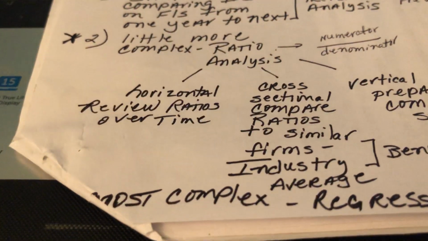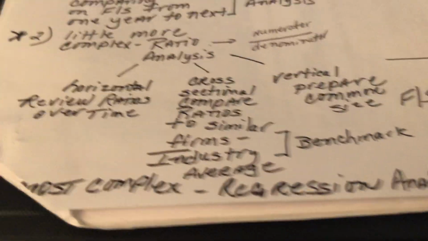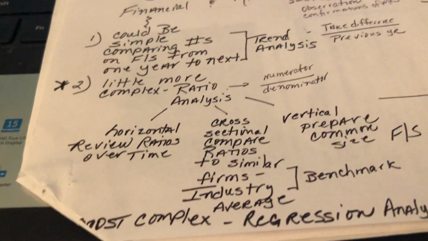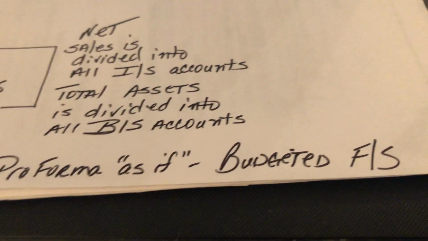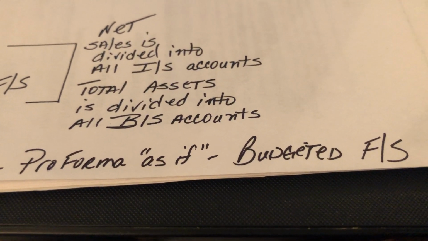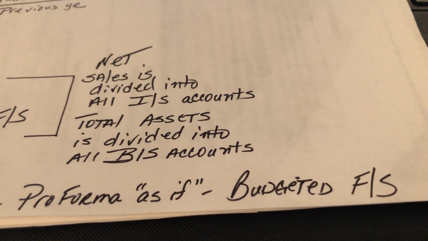Okay, the third thing that we don't do is regression analysis in here. You do that in statistics. That's the most complex form of analytical procedures. That's what you use in statistics, and it shows you what we call pro forma or as if financial statements. Those are budgeted financial statements. Okay, so that's the one we're not going to do.